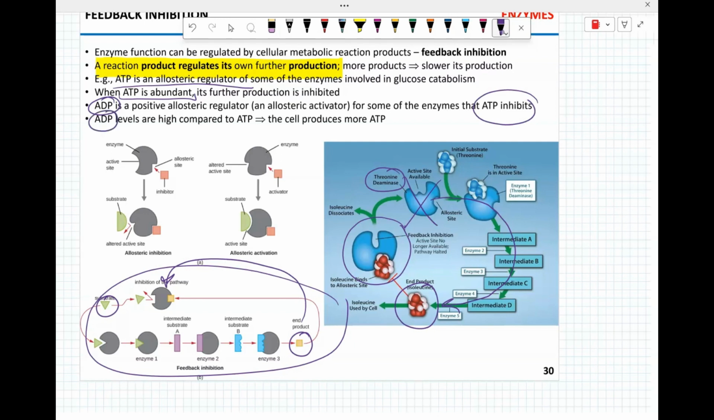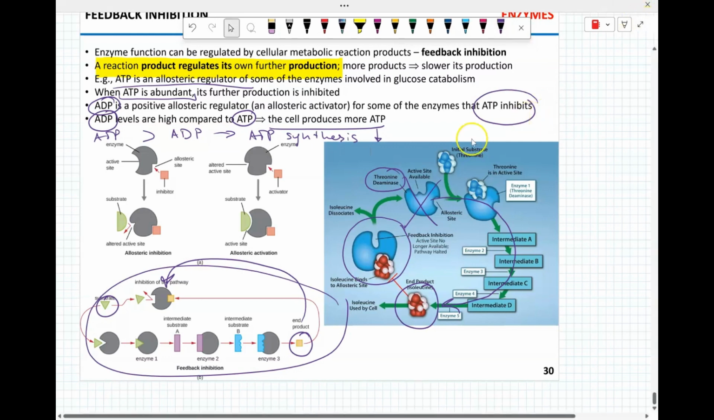When ADP levels are high compared to ATP, the cell produces more ATP. When ATP levels are higher than the levels of ADP, ATP synthesis is inhibited. Feedback inhibition is one of the key regulatory mechanisms for the enzyme activities.